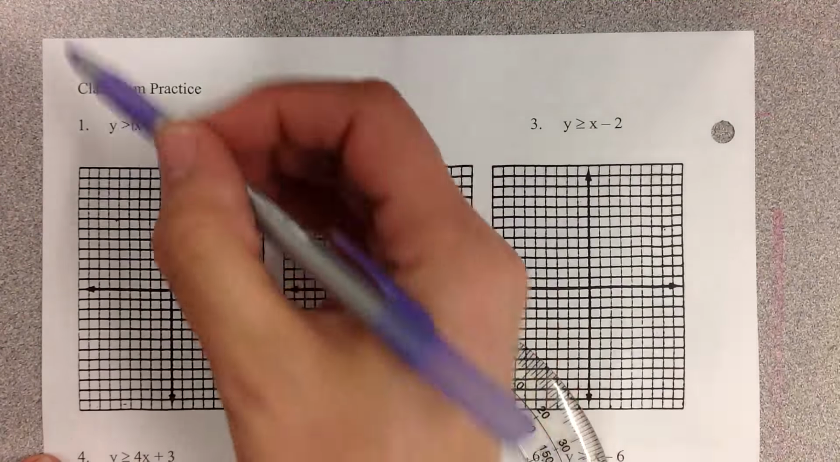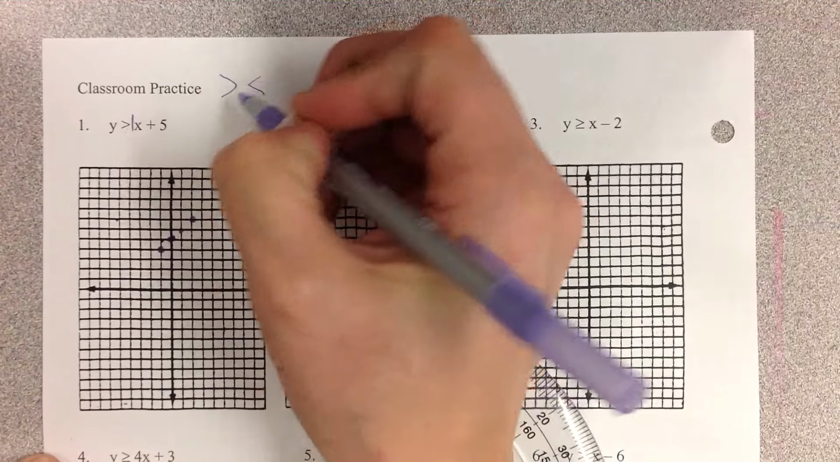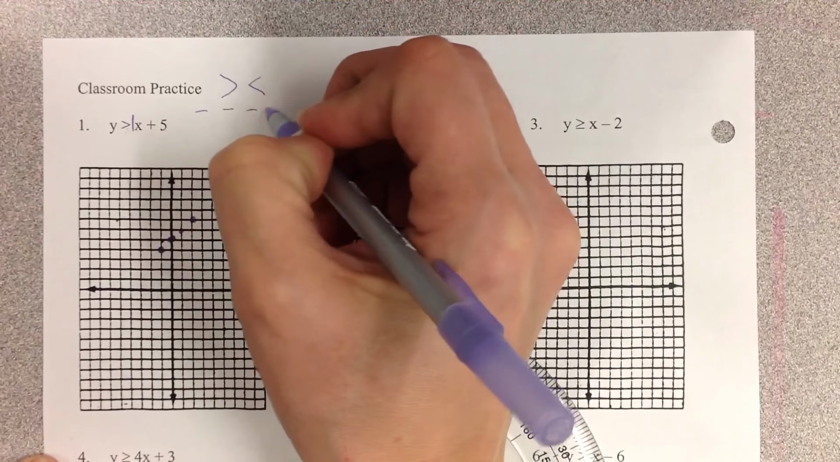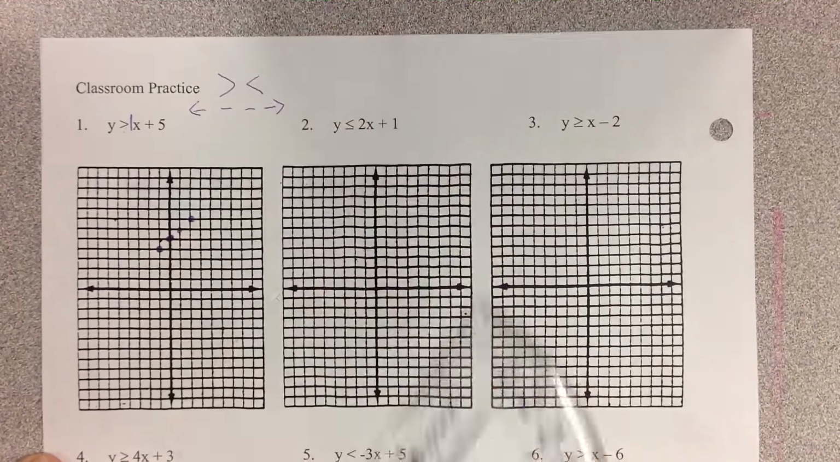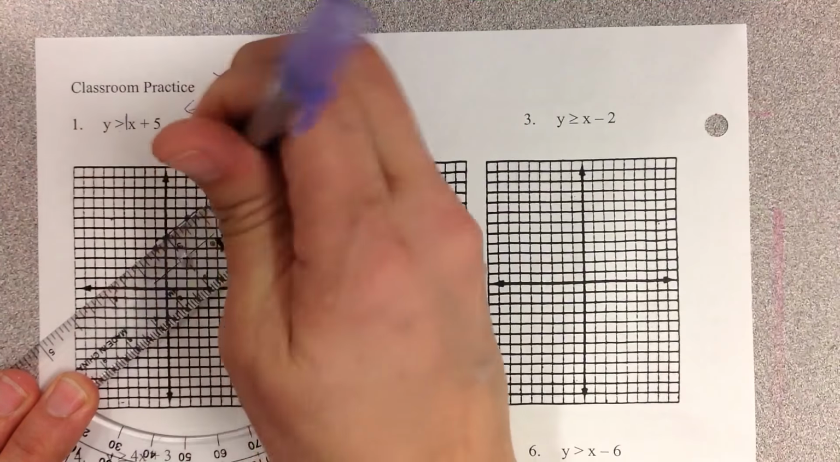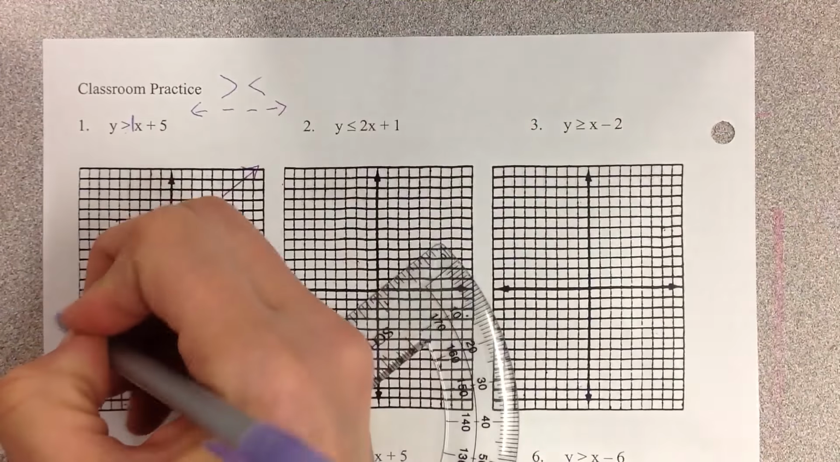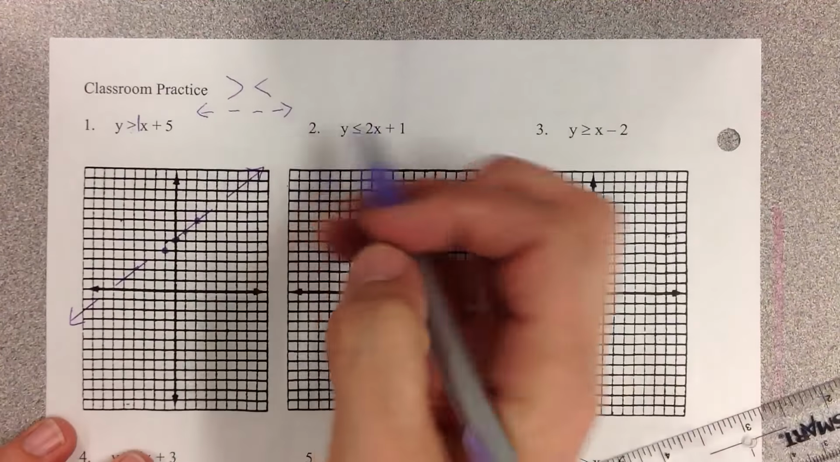Now this boundary line, because it is a greater than, remember greater than or less than are dashed lines. So make sure you remember that when you're graphing. That means that any point on this line will make the inequality false. This is not part of the solution set.